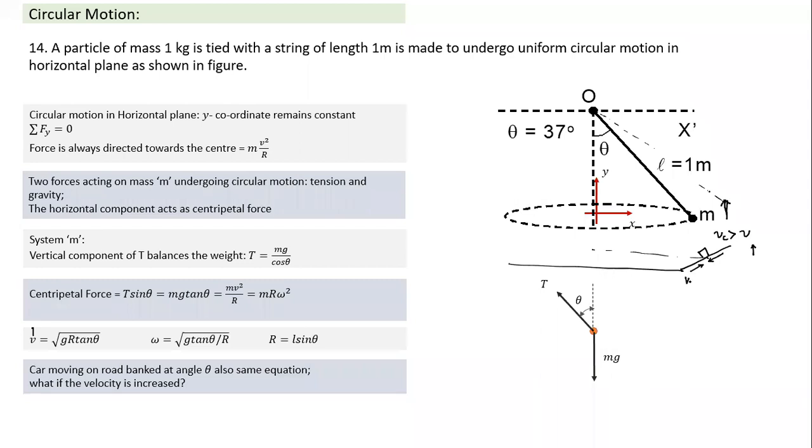So when the velocity of the car is less than the velocity at which the forces are balanced and no friction is required, let me call it v0, or the equilibrium velocity, friction will act upwards. If it moves faster, theta will tend to increase, and the car will tend to skid out. In that case, friction will act downwards.